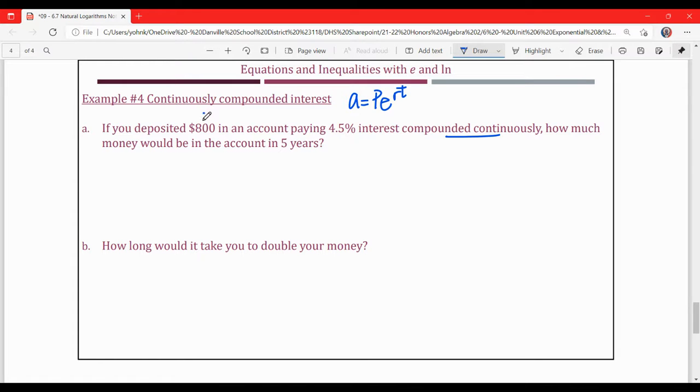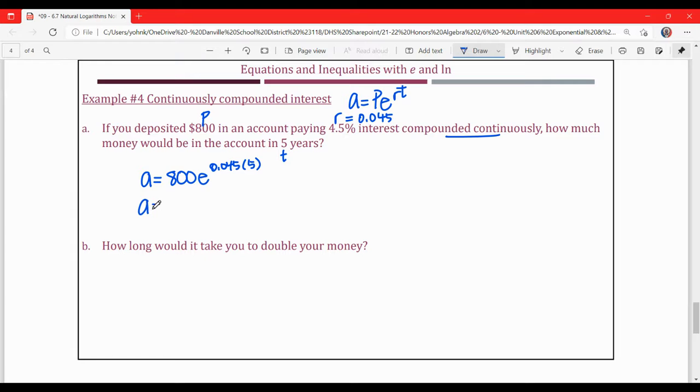The amount we deposit is our P value, that's our principal. The 4.5% is our R value, and we'll have to change this to a decimal, so 0.045. And the 5 is our T. So we're looking for how much money would be in the account. So we are looking for A equals our principal, which is 800, e, our R value is 0.045, and our T is 5.